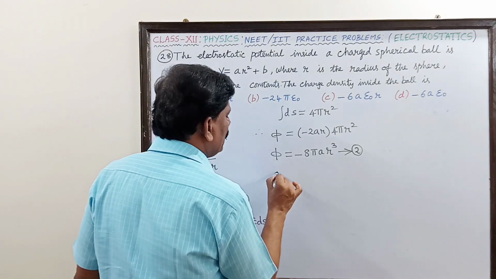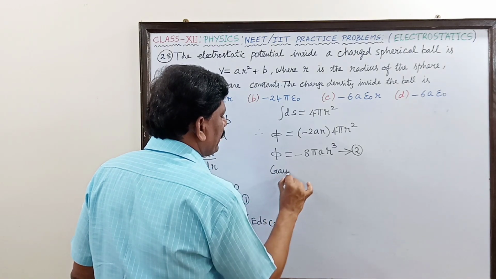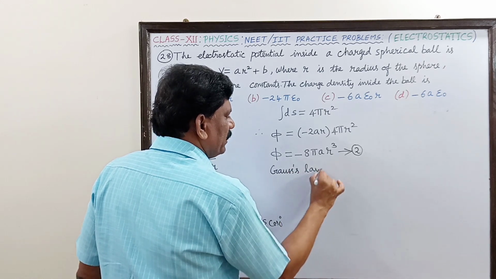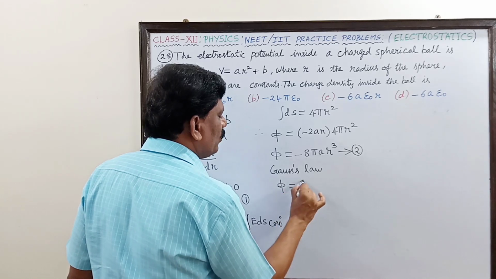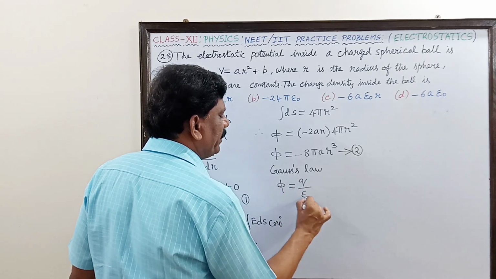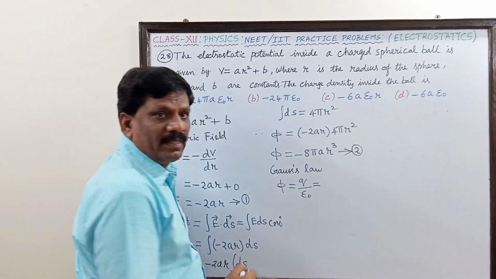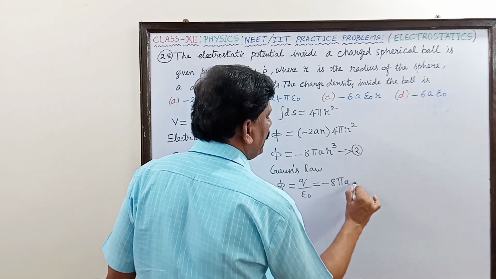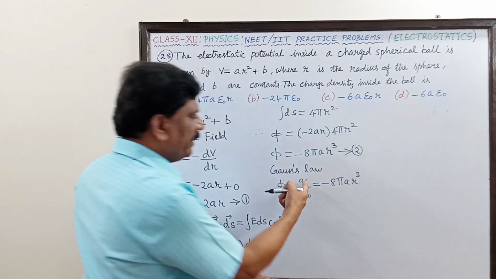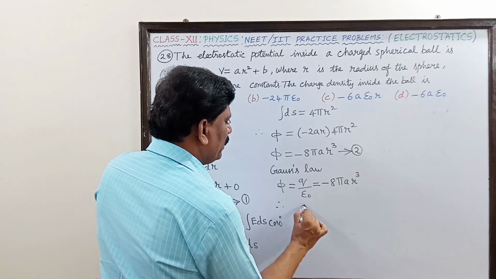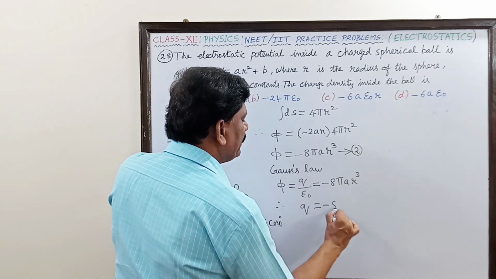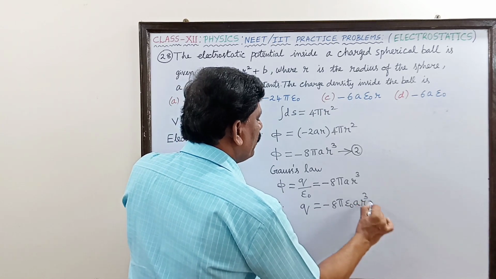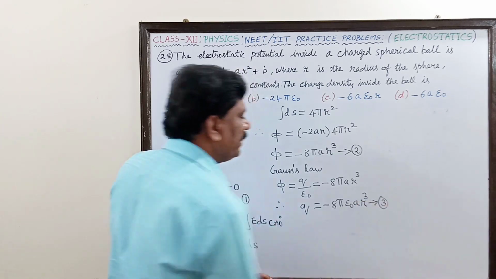Now, from Gauss law, this flux also is equal to what? Total charge enclosed divided by epsilon naught. So, this must be equal to minus 8 pi A r cube. We need the expression for Q. Therefore, Q is now equal to minus 8 pi epsilon naught A r cube. So, this is our equation number 3.